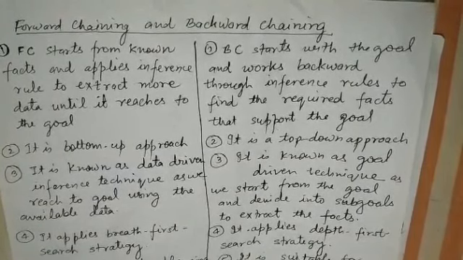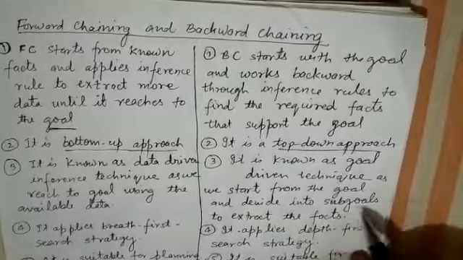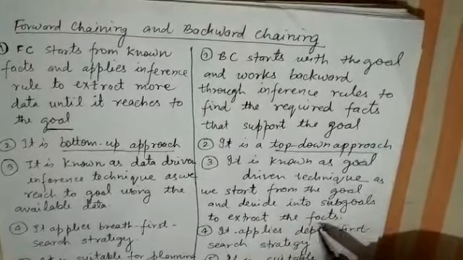So basically forward chaining is a bottom up approach, while backward chaining is a top down approach. Forward chaining is also known as the data driven inference technique, as we reach the goal using the available data. And backward chaining is also known as the goal driven technique. Why? Because we start from the goal and then by using inference rules we reach the initial facts. As we start from the goal and divide it into sub goals in order to extract the facts.